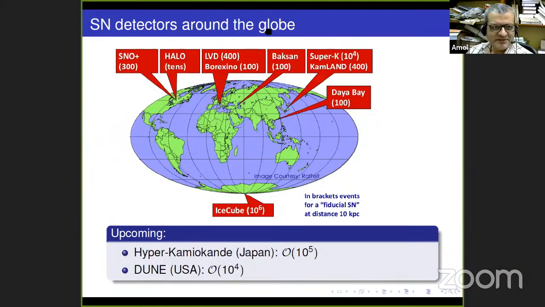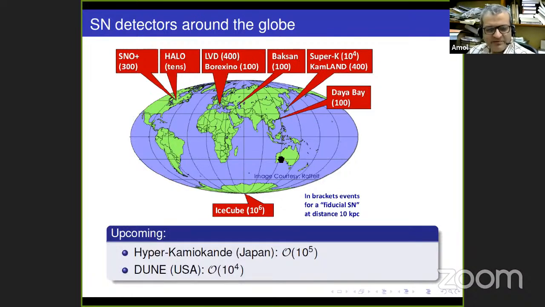So what are these detectors? Okay. So detectors come in different categories. The one that we are familiar with, which I mentioned in the last talk also, is Super Kamiokande, which is a detector made up of water Cherenkov. And if a supernova happens tomorrow in the sky, for example, Super Kamiokande, which is in Japan, will be able to observe about 10,000 events. Okay, so that's 10 to the power 4 events. Okay, that's the biggest one.